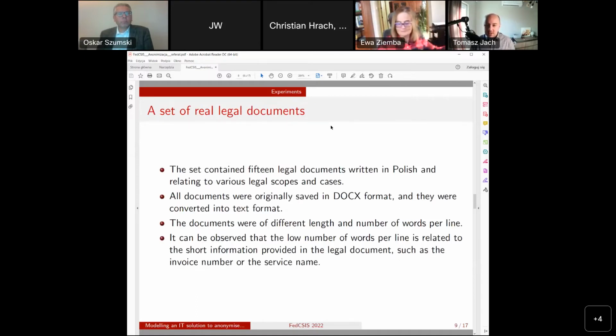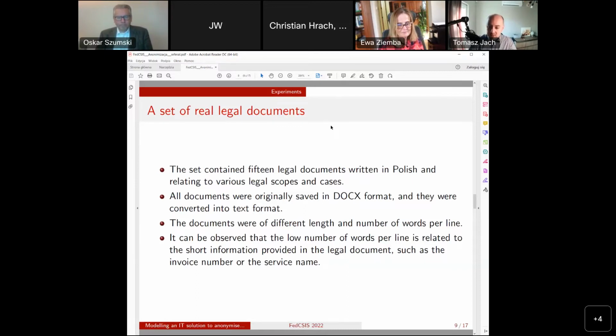For the set of real legal documents, the set contained 15 legal documents written in Polish and relating to various legal scopes and cases. Originally, all the documents were given to us in the proprietary Microsoft docx format, and they were converted into text, with some cleanup of the data, like changing all the letters to small ones, removing all the punctuation, and so on. The documents were of different lengths and numbers of words per line, which mattered for the experiment results.